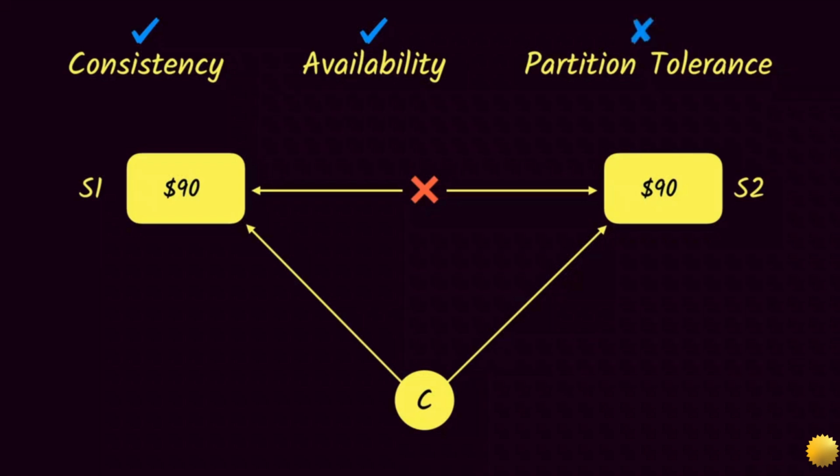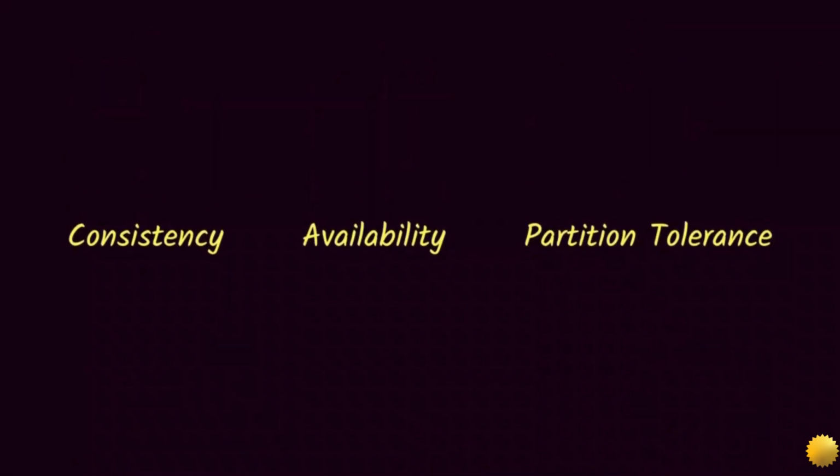Normally when designing distributed systems, it is always assumed that partitions are always going to happen. So our system must be partition tolerant. And the choice is always between consistency and availability. And that is all the CAP theorem is about.